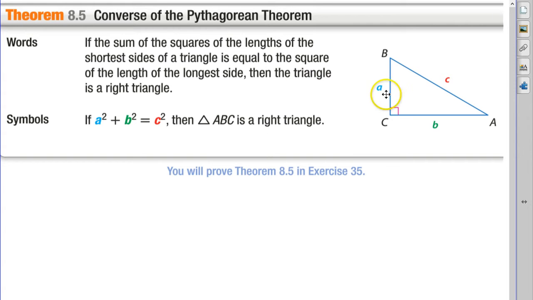So if we knew it's a right triangle, we know a squared plus b squared equals c squared. Well, if we try the Pythagorean theorem and a squared plus b squared equals c squared, hey, that was a right triangle to begin with. Now, the next two theorems go back to this, and they deal with the relationship of, well, what if a squared plus b squared doesn't equal c squared? So here's the first one.